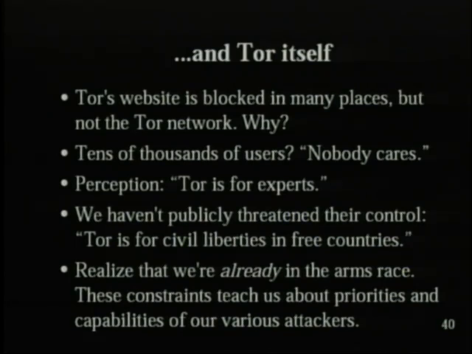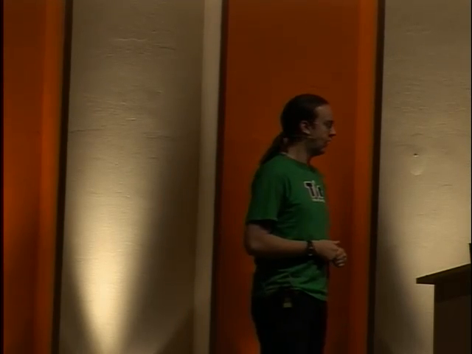Another answer is that we've always been talking about it as Tor is for civil liberties. Tor is for people in North America and Europe who really need to have security against their corporations and their governments and things like that. We've never been talking about it as Tor is for human rights people who don't have very good internet connections. So maybe that means that they don't think of it as a threat. Nobody has gone to the governor or the president or whatever the name is in China and said, hey, why are you not blocking Tor? These guys are going to destroy our civilization.